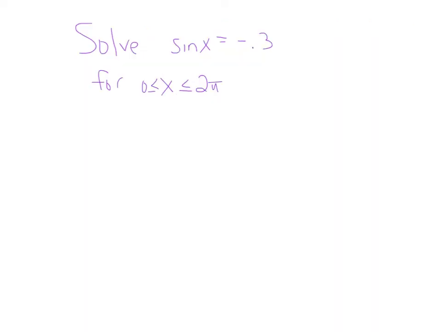Our last example, solve sine x equals negative 0.3 for 0 to 2 pi. Well, here's a problem, guys. Negative 0.3, that is not a unit circle value. So what do we do? Well, this is going to be one where we approximate x to 3 significant figures using our graphing calculator. So let's fire up the next video and take a look at how we do this in the calculator.